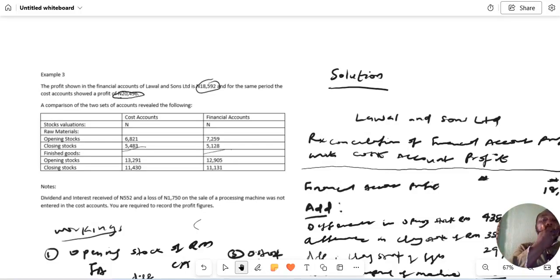So this is how to reconcile interlocking accounts. It can be tricky at times, but you just have to understand the concept. Don't cram. Understand what could lead to the difference. You can check that in my previous video in the link in the comments. You have to understand all those differences that cause a disagreement between the cost account profit and the financial account profit.